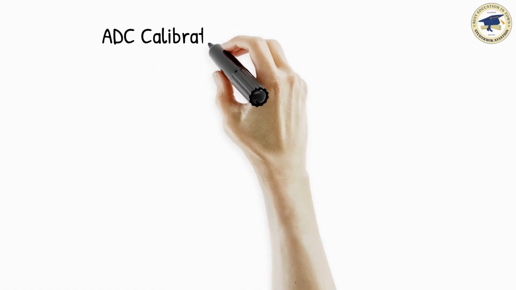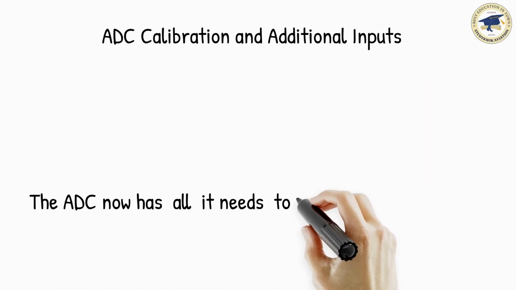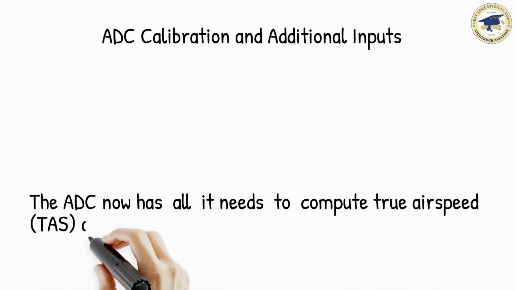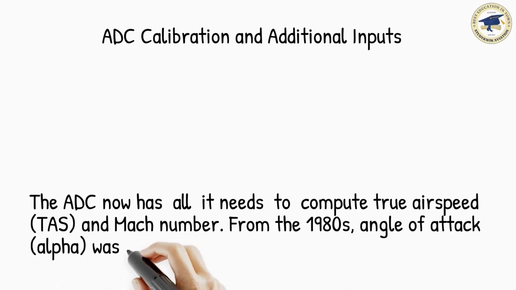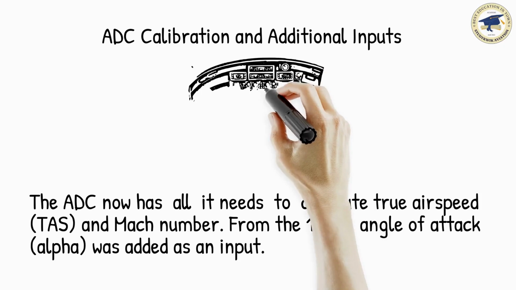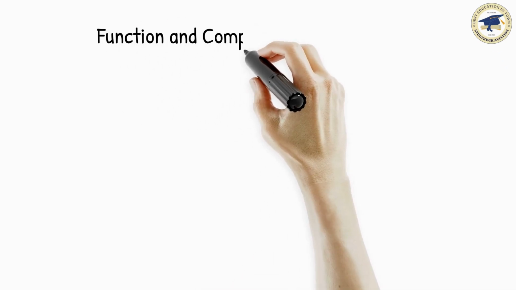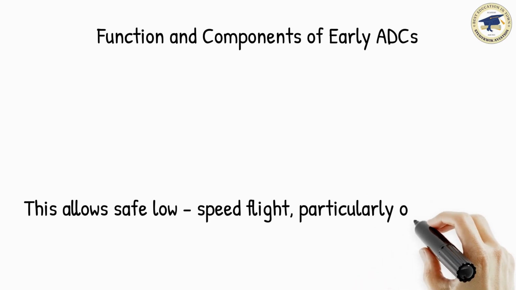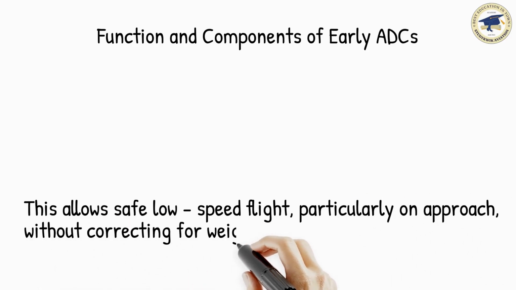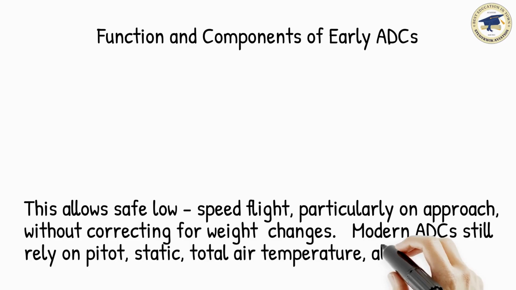The ADC now has all it needs to compute true airspeed and Mach number. From the 1980s, angle of attack, alpha, was added as an input. This allows safe, low-speed flight, particularly on approach, without correcting for weight changes. Modern ADCs still rely on pitot, static, total air temperature, alpha, and power.